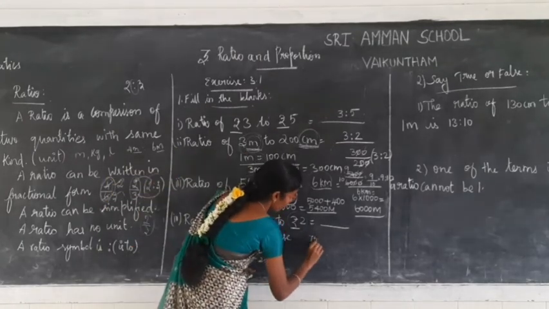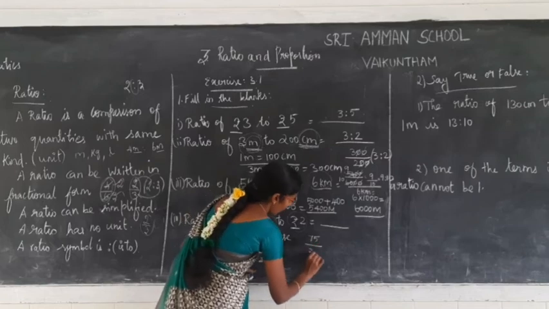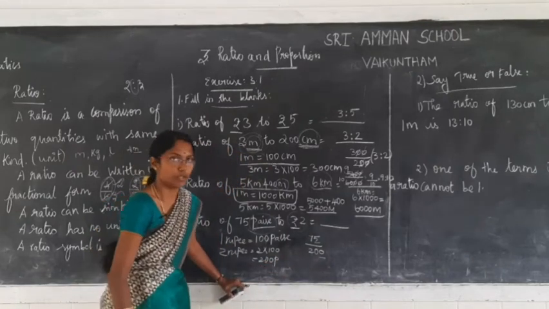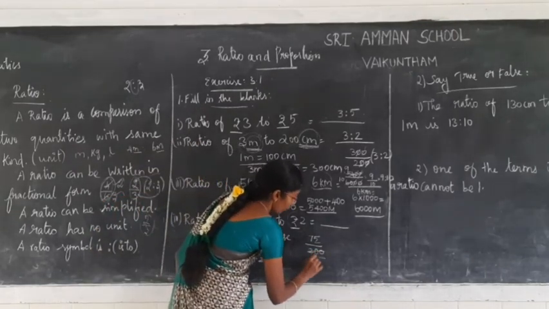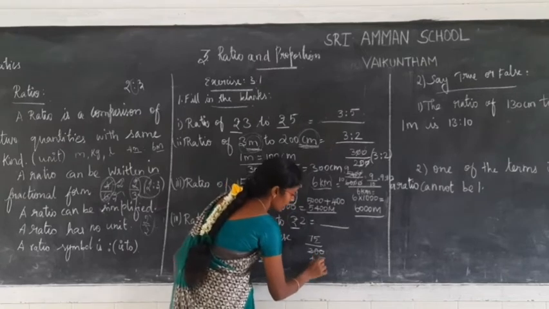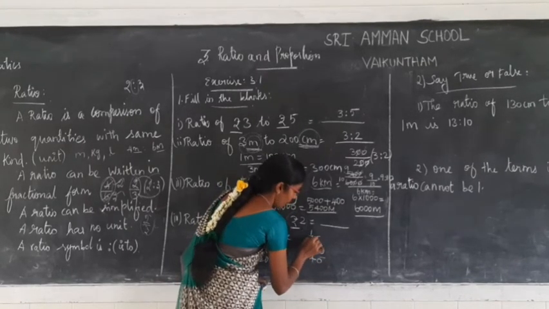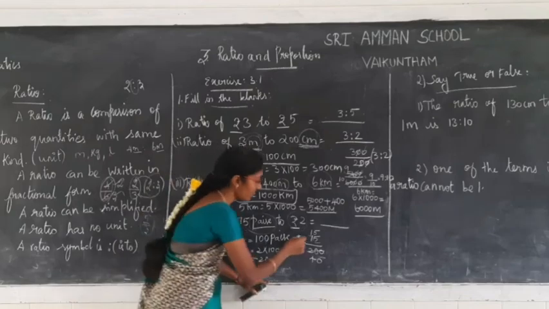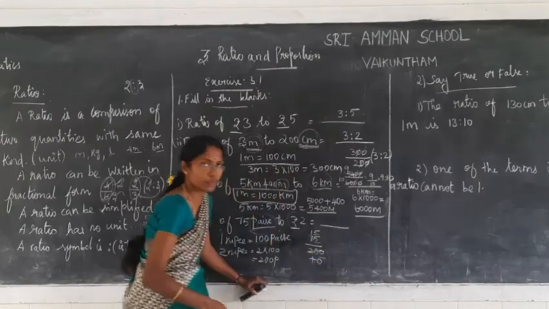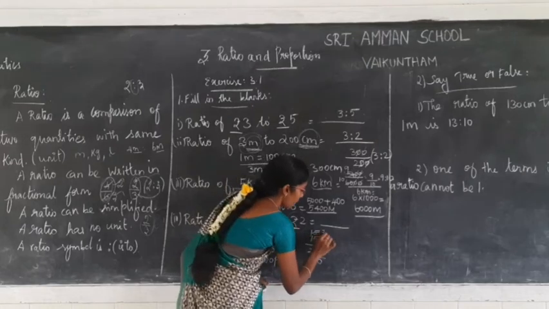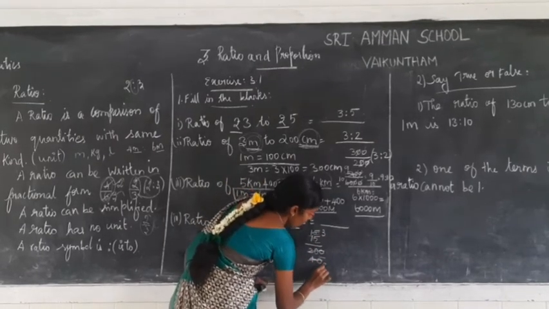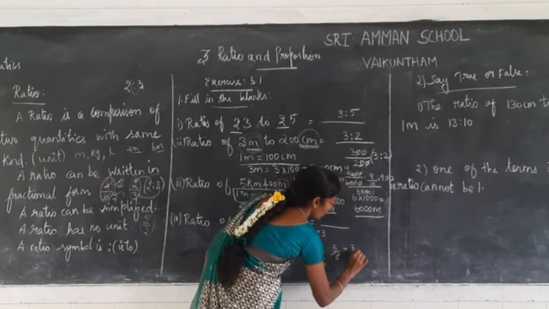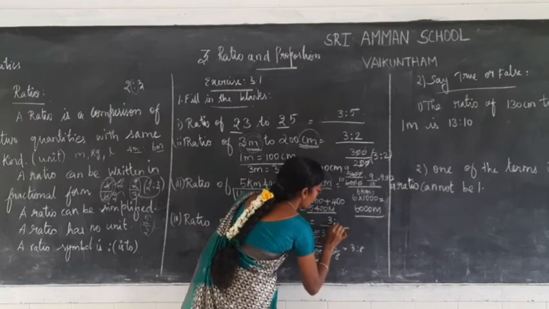So 75 divided by 200. Since it ends with 5, you can easily divide by 5th table. So 4 5s are 20, 0. 1 5 is 5, remainder 2. 5 5s are 25. So again it ends with 5 and 0, so we can simplify further with 5th table. So 3 5s are 15, 8 5s are 40. So what is the simplified? 3 by 8, which is equal to 3 is to 8.